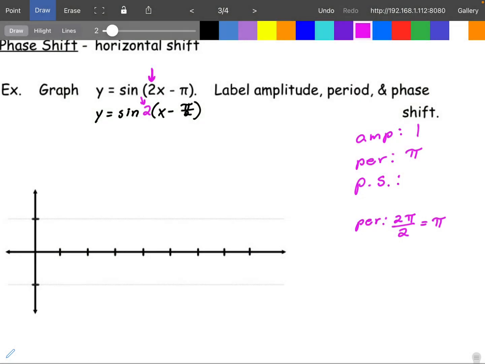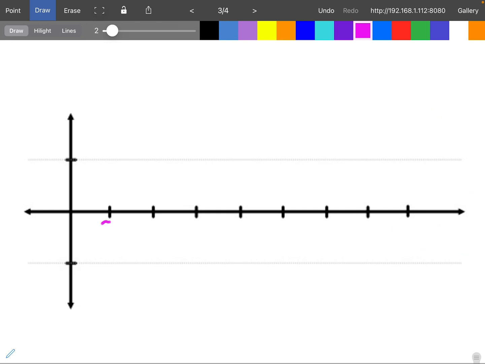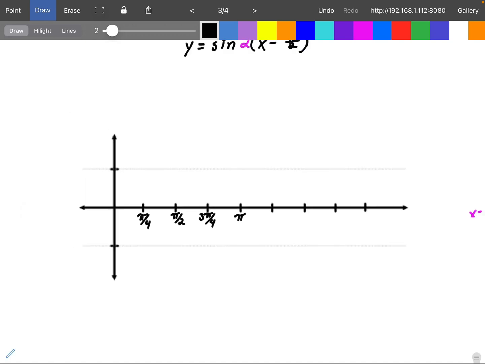All right, so then if my period needs to be pi, and I have to break that up into 4 labels, then that means each label needs to be pi over 4. So these are my x-axis labels. All right, so I know right there in the middle I have 0. Then this is going to be pi over 4. Then the next one is going to be 2 pi over 4, which simplifies to pi over 2. Then 3 pi over 4. Then 4 pi over 4, which simplifies to just pi.